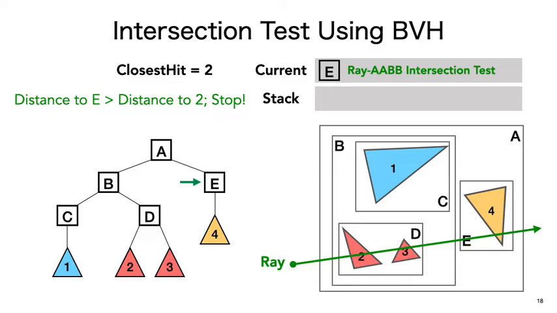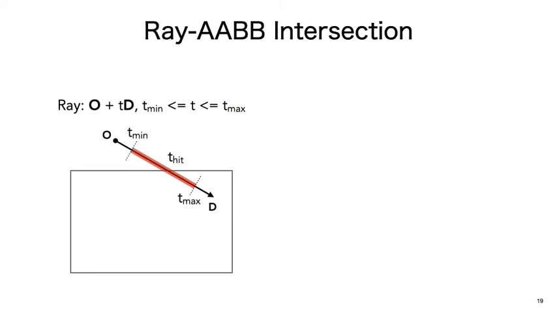Essentially, we can stop and finish the intersection, and we can know that the closest hit is with triangle 2. So as you can see, using BVH to perform ray mesh intersection test in turn requires a sequence of ray AABB intersection tests. And this test is quite intuitive in the sense that we just have to calculate the hit point between the ray and the AABB, and if the hit point is within the ray segment between Tmin and Tmax, then that is an intersection.